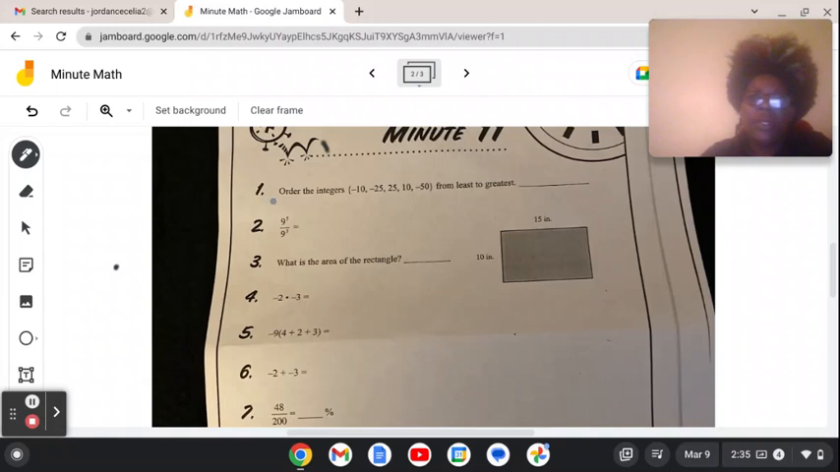Okay, so this is number one. We're on minute 11 at the eighth grade level. Minute math at the eighth grade level, minute 11. I read, order the integers -10, -25, 25, 10, and -50 from least to greatest.